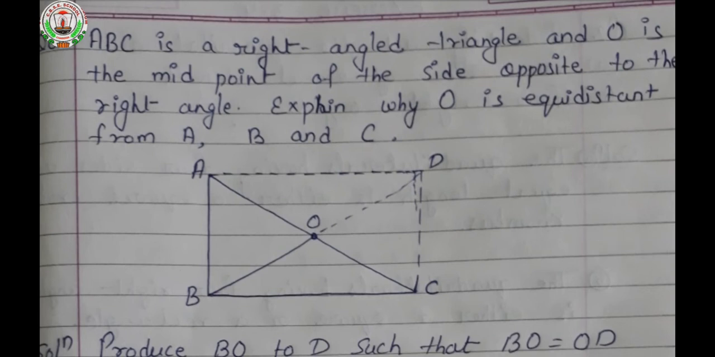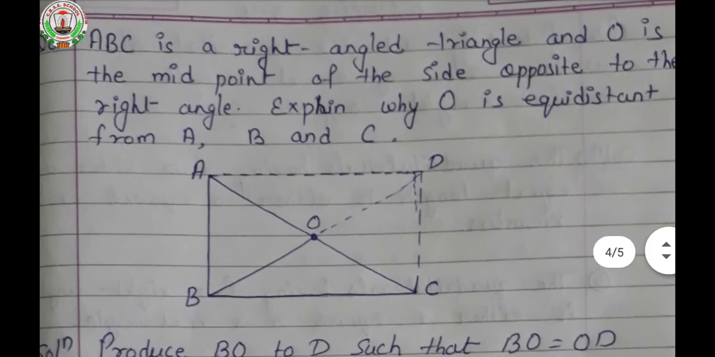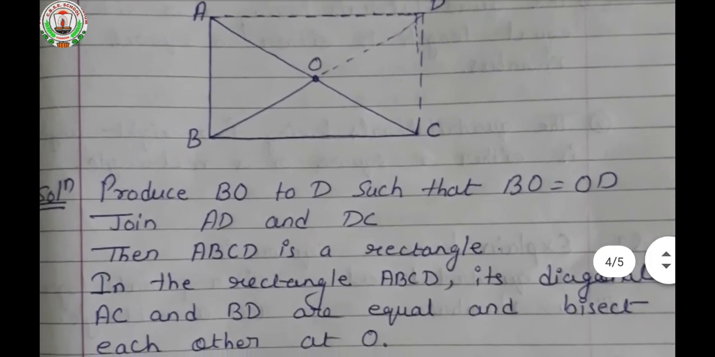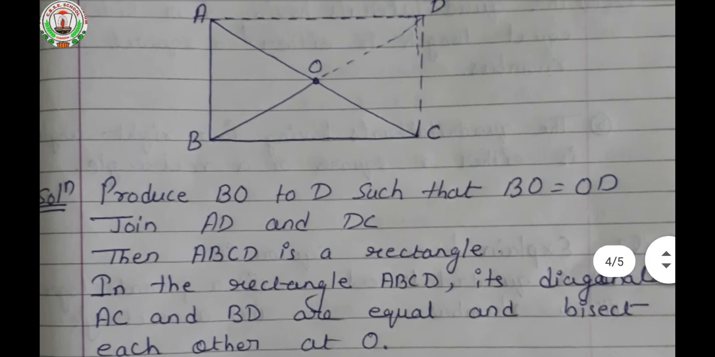So for this we have to join AD and CD as well as OD with a dotted line. Clear? In order to solve the question, we have to make the right angled triangle into a rectangle. So for this we have to do the construction work. Here is the solution. Produce BO to D such that OB is equal to OD. Join AD and CD, the construction part. Wherever a dotted line is seen, we have to draw it ourselves.